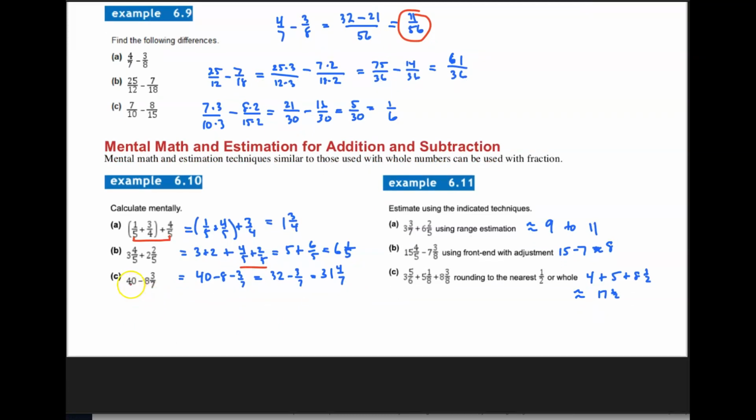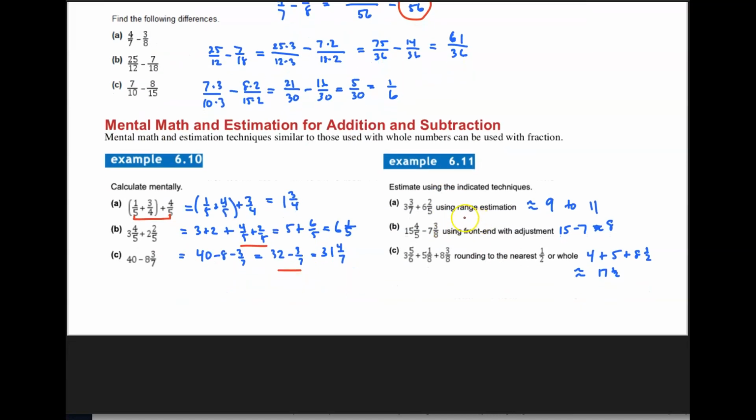And on this one here, 40 minus 8, I'm going to do the whole numbers. Then you get 40 minus 8 is 32. 32 minus 3/7 is 31 4/7. Again, because you're now in a whole situation where you're going to take 3/7 away, and then now you're down to 31 4/7.